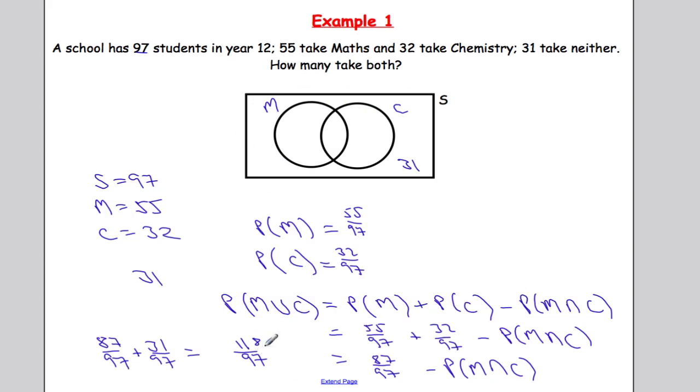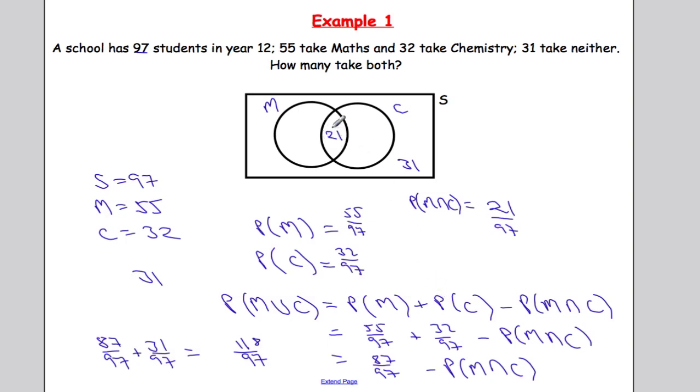The total probability of the situation must equal 1. That means the bit that was counted twice, this bit, must equal, if I take 97 away from 118, 21. 21 people were counted twice. So I can say that the probability of M intersection C equals 21 out of 97. So this intersection part is 21.